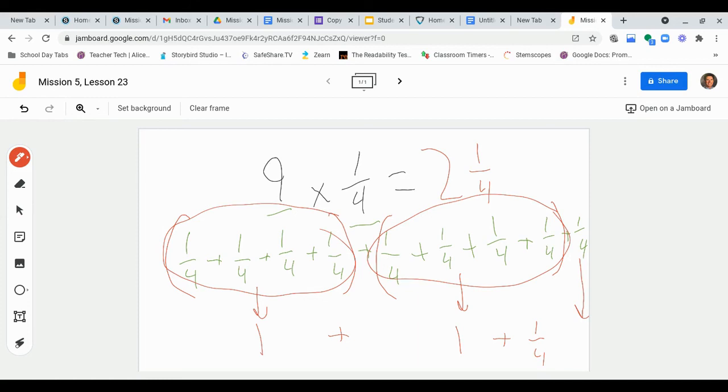And that's how you're going to multiply a whole number times a fraction today. Good luck and go get them. Make me proud.